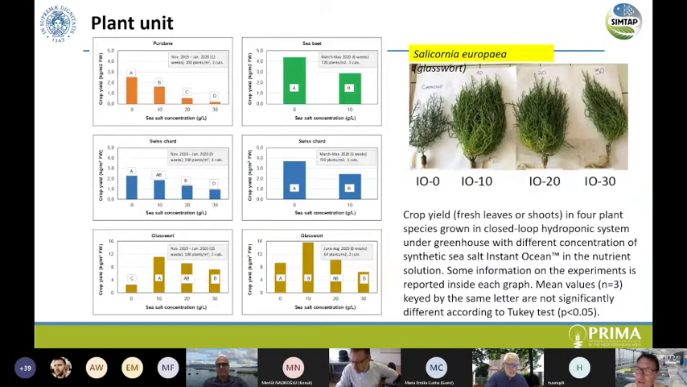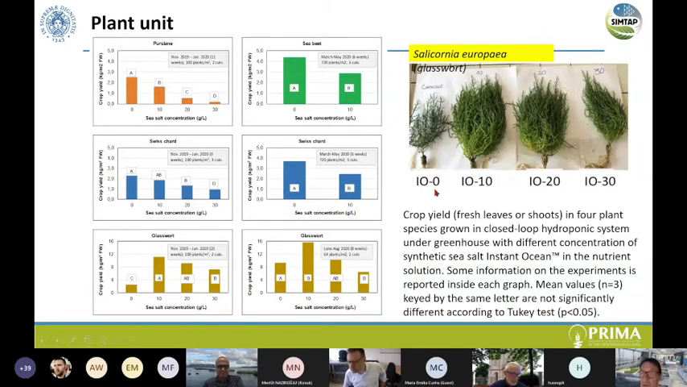About the Salicornia, it is a very interesting crop, and we did many experiments. I'm going to talk about some of them, of course. And the main experiment is about the best salinity of the water. Salicornia is a halophyte plant, so it can tolerate high levels of salinity.